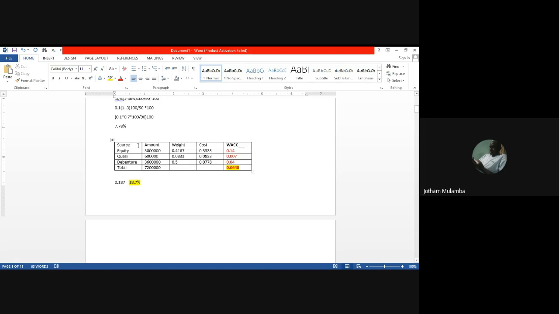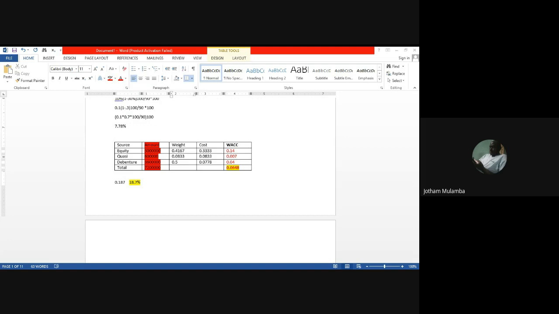For us to get weight, first of all, we got the total amount. After getting the total, to get weight we divide. For equity, we have 3 million, so we divide this 3 million by the total amount. That ratio is the weight. For 600,000, we divide by the total amount and that's the figure we get. For debenture it's the same thing: this amount we divide by the total, and whatever we get, that's what we record there. Is that in order? Yes, thank you. You're welcome.